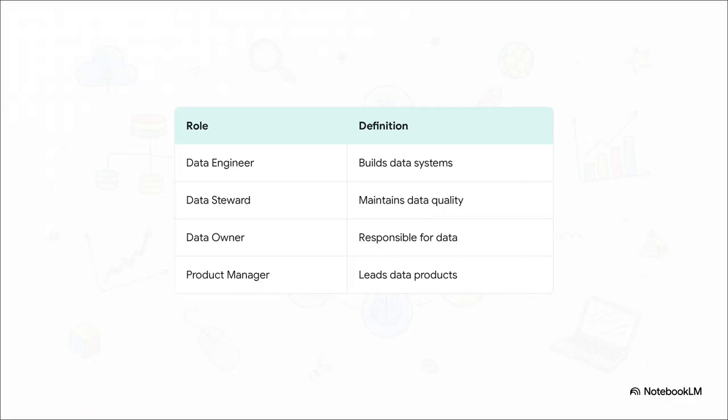Section 6. The people behind data, the humans powering the AI. Let's meet the team behind all this. Data engineering involves building the actual systems that handle the data. Without them, there is literally no data to analyze. A data steward is a person who maintains data quality on a day-to-day basis. A data owner is the person responsible for the data, deciding how it should be managed from a big picture level, and finally, bringing the whole vision to life. A data product manager is a person who leads data products to solve real-world problems.